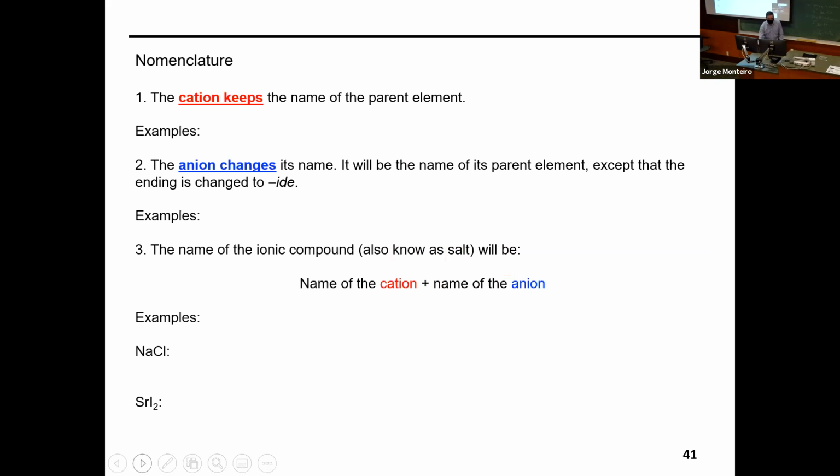All right. Awesome. Nice progress here. So now let's talk about nomenclature. And we're going to name ionic compounds. So, a very simple rule. First one, the cation keeps the name of the parent element. So for example, when we have sodium chloride, the positive part here is sodium, okay, so that's the cation. Remember that, positive. So the cation will keep its name. No changes here. However, the anion, or the rest of the compound, changes. It will be the name of its parent element, except that the ending is changed to IDE.